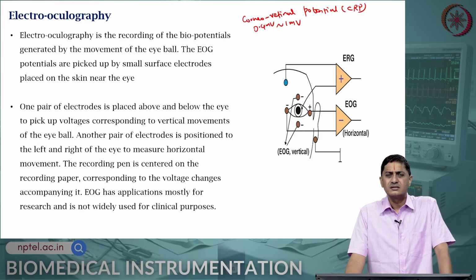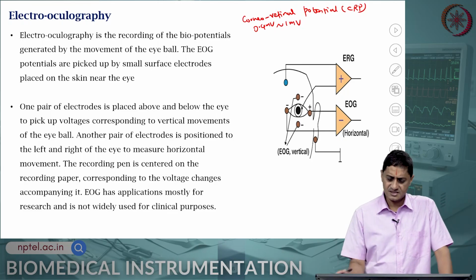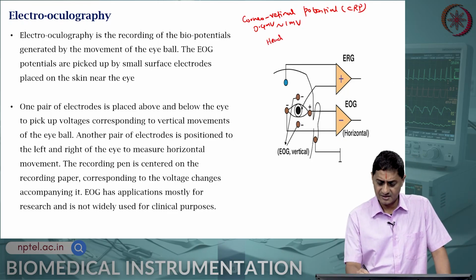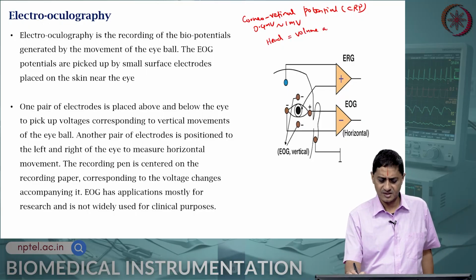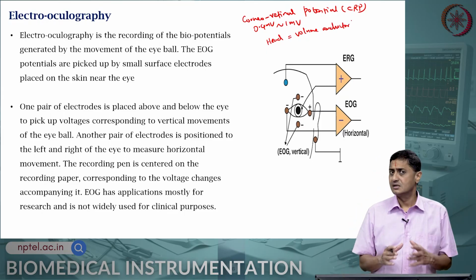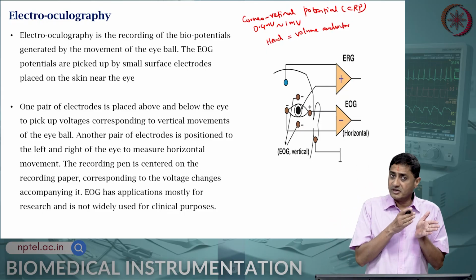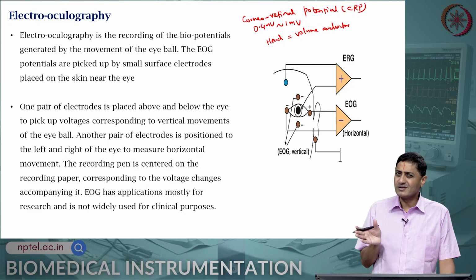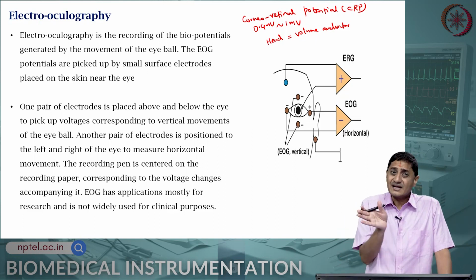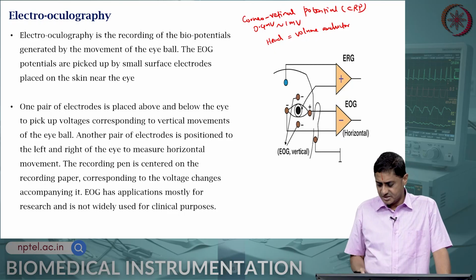Now, that means that the eye can be modeled as an electric dipole that is placed within a volume conductor. What is a volume conductor in this case? The head and the entire neural structure within the head is the volume conductor. And depending on the movement of the eye, that means the cornea moves, the direction of the dipole will change.